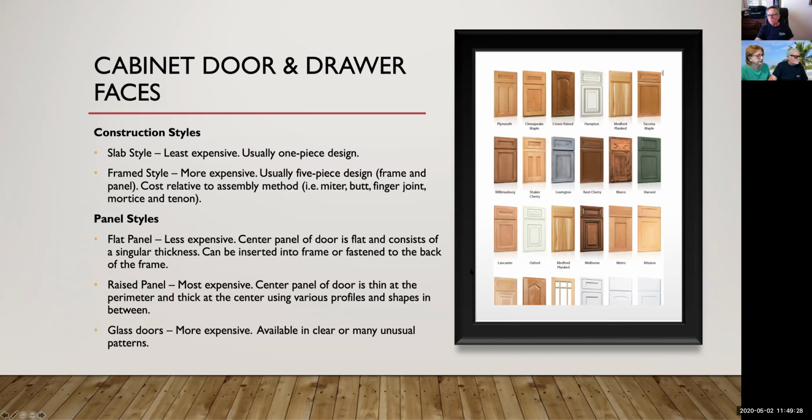Then the panel styles. You can see from the photograph that there are flat panels, which is typical of your shaker door. A less expensive center panel is flat and consists of a singular thickness. They can also be inserted into the frame or fastened to the back of the frame, which is really not ideal. Raised panel, which are the most expensive. The center panel of the door is thinner at the perimeter and thicker at the center, and gives you various profiles and shapes at the center of the door.